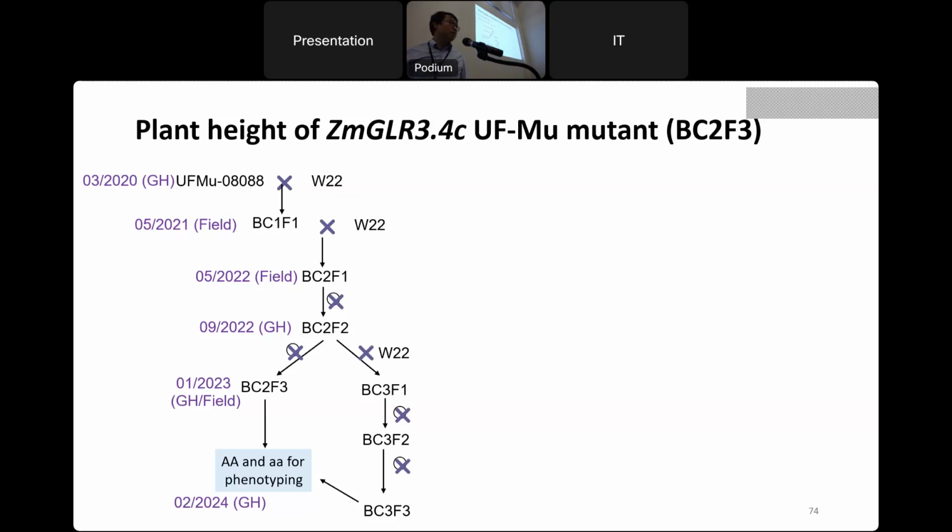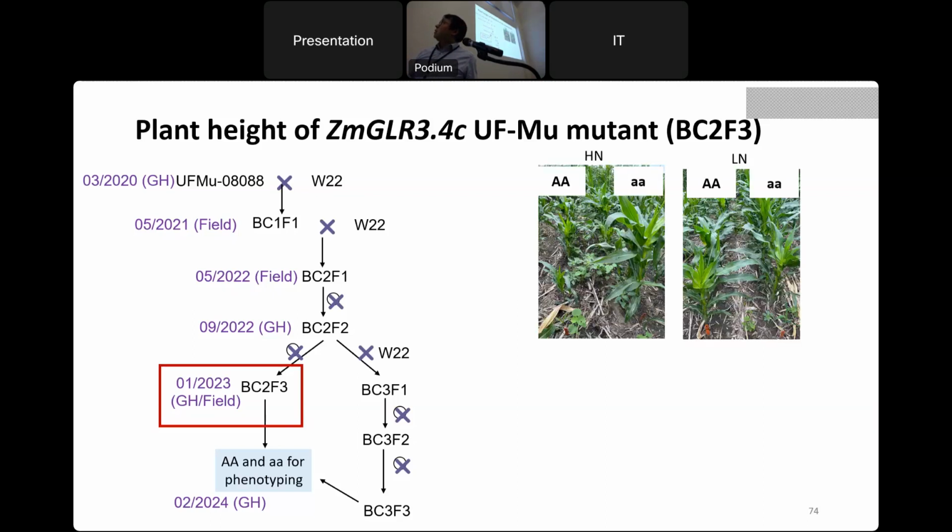identifying the mutant, because we have to clean up the background, so we have to backcross and self. Last year, we got this BC2F3, and we planted them in the field and treated them with high nitrogen and low nitrogen field conditions, and observed that the mutant line actually shows a higher plant height compared to the wild type.